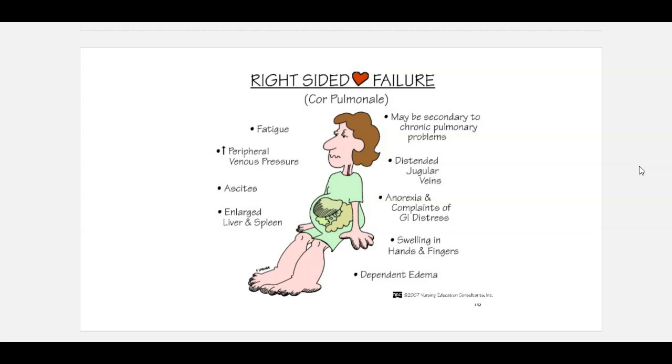So you have distended jugular veins right over here, and then swelling in their hands, fingers, and again, lower extremities. Sometimes they can have a lot of weight loss, although they may have a distended abdomen. Generally, they look malnourished, and they may have a lot of abdominal complaints.